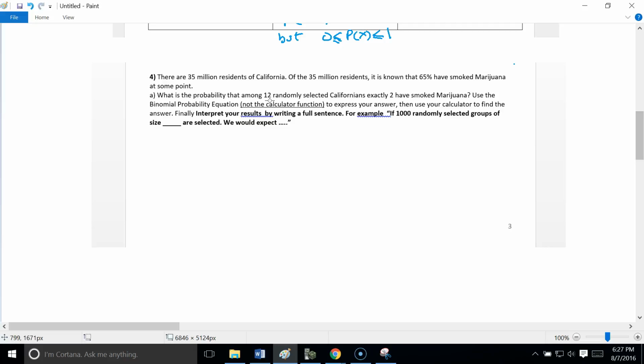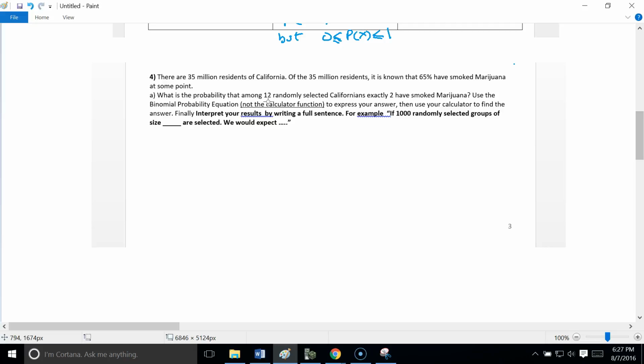And then for each trial, there are two mutually exclusive outcomes. So for each person that we select, we are going to ask whether or not they have smoked marijuana at some point. So this is a yes or no question. And so, yes, there are two mutually exclusive outcomes. The third one is that the probabilities must be independent. If we randomly pick one person, their response cannot affect the response of another randomly selected person. Yes, that's good here. And finally, that the probabilities are constant from trial to trial. And yes, that's also going to be true here.